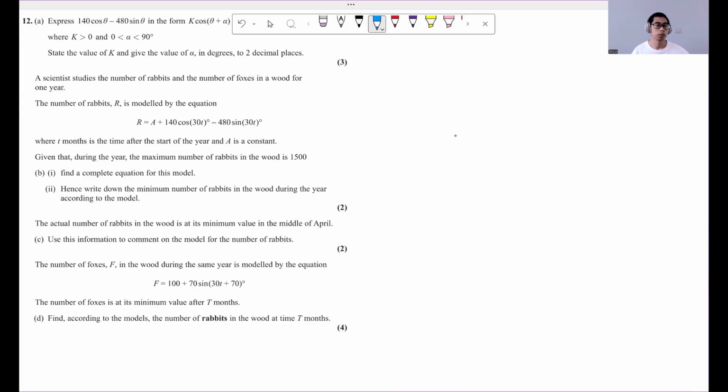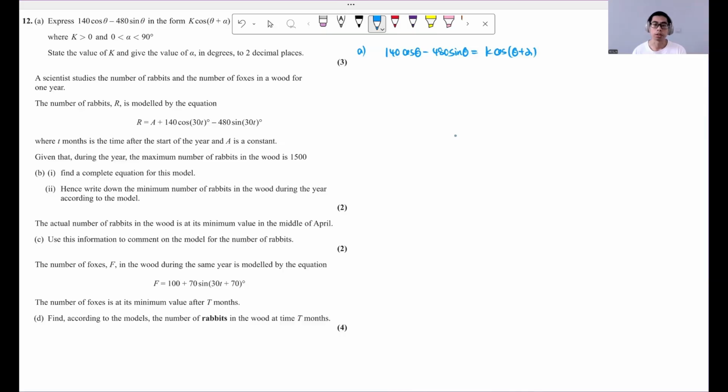Question 12. Part A: express 140 cos theta minus 480 sin theta in the form k cos(theta plus alpha), where k is more than 0 and alpha is between 0 and 90 degrees. So it's just the addition formula. We have 140 cos theta minus 480 sin theta equal to k cos(theta plus alpha).